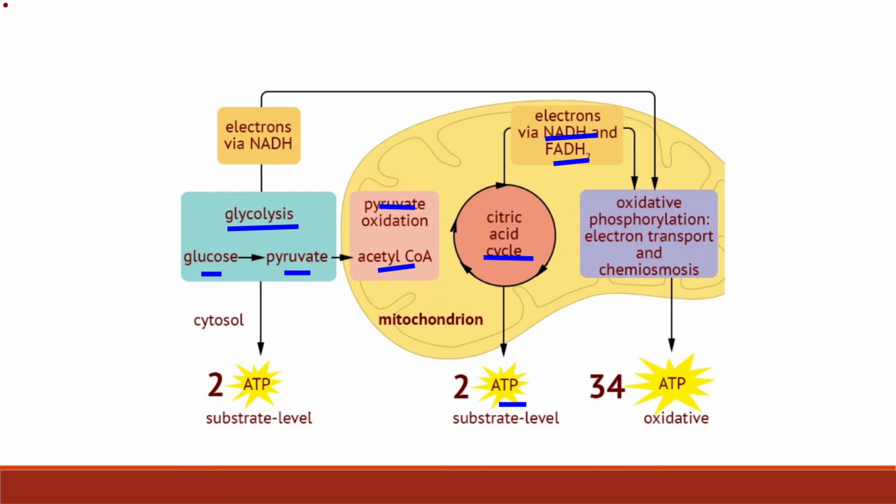Then we go to our electron transport chain, and we start with that NADH and FADH, and we end up with a lot of ATP. Again, I'm not concerned about the numbers. Just know that that's the main source of ATP production. And the yellow here represents the mitochondria.